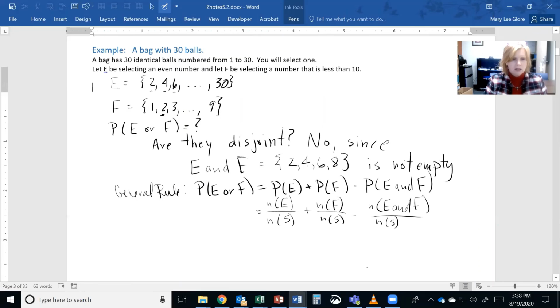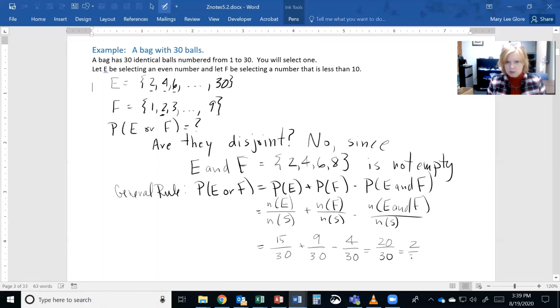All right, so E, we've got even numbers between 2 and 30. That's going to be half of 30, so there's going to be 15 of those. 15 over 30. All right, F is 1 to 9, so there's 9 of those. And E and F is 2, 4, 6, 8, so there's 4 of those. 15 plus 9 is 24 minus 4, that's 20 over 30, or 2/3. That is 0.667 for 3 decimal places.